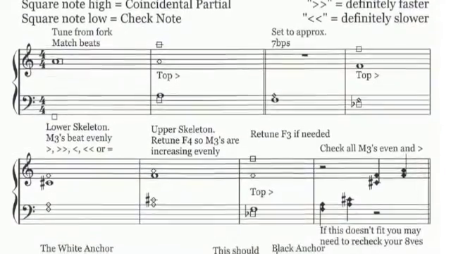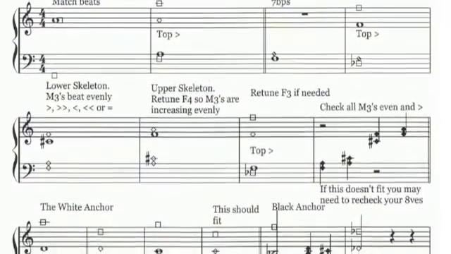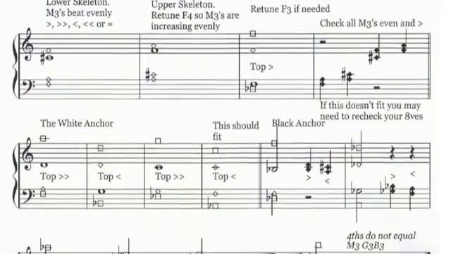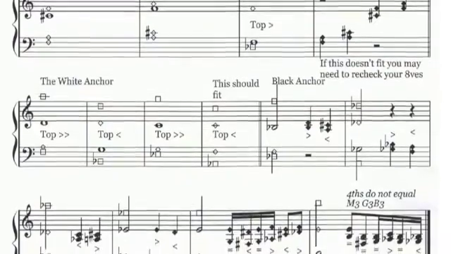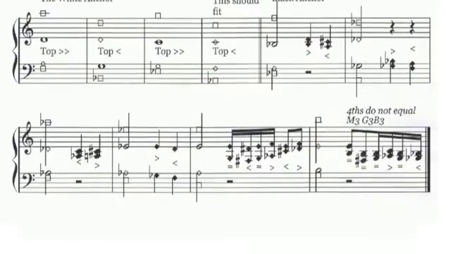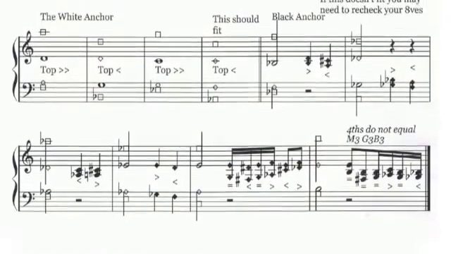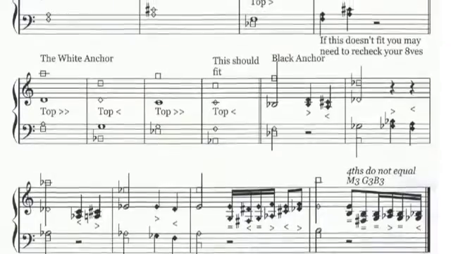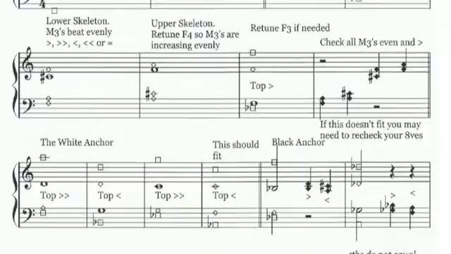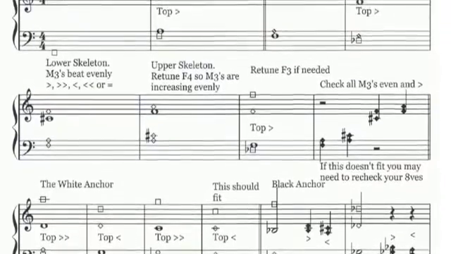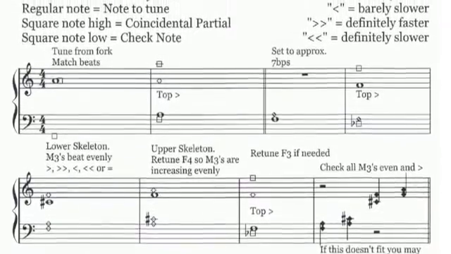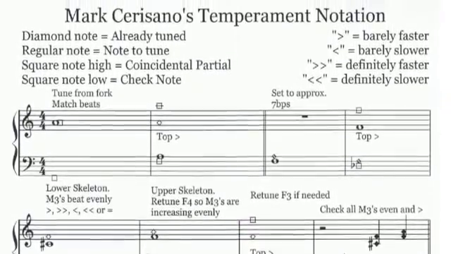This is some musical notation that shows my temperament sequence. The regular note shapes represent the notes that are being tuned. The square note heads represent the check notes and the coincidental partials. The low square heads are the check notes, the high square heads are the coincidental partials, and the diamond-shaped note heads represent the notes that have already been tuned and that are being used to tune the next note.